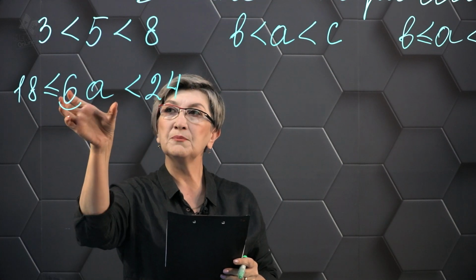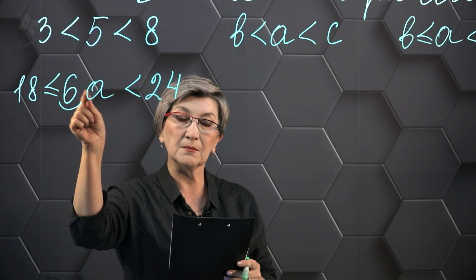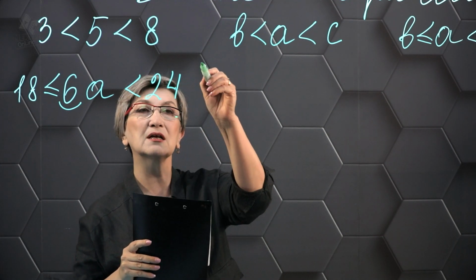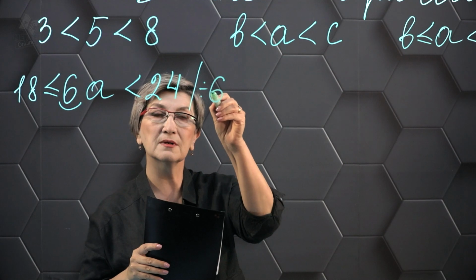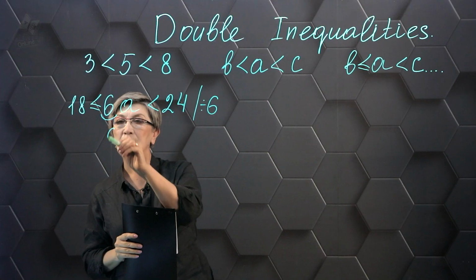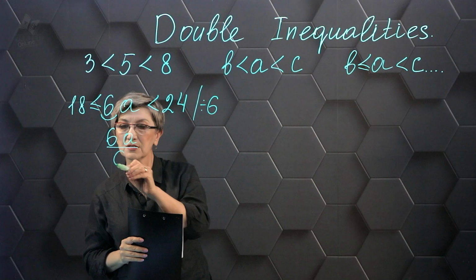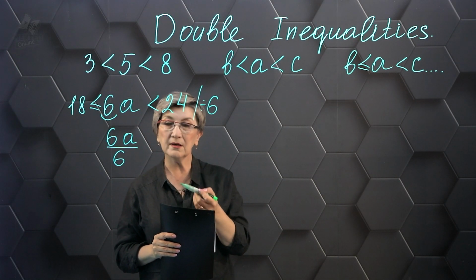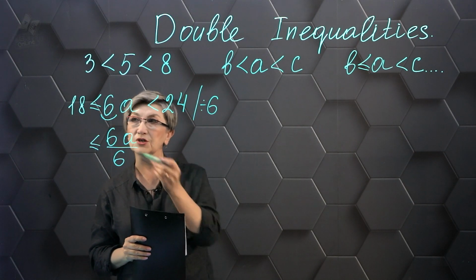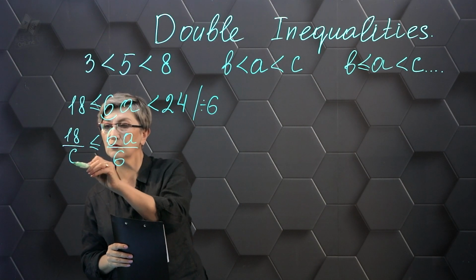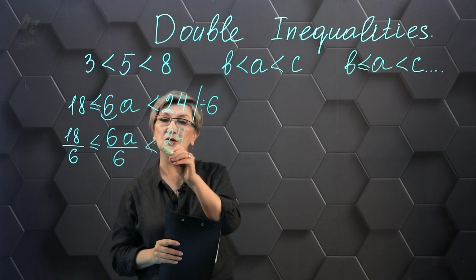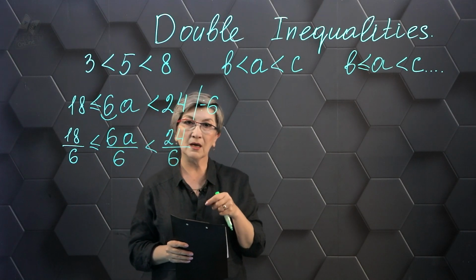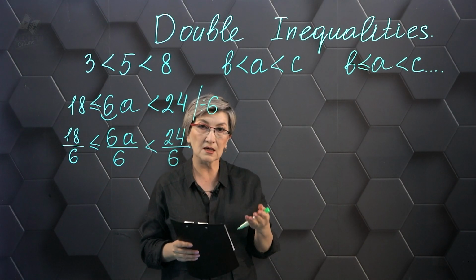If my variable is expressed with a coefficient and there are no other operations, then to solve this inequality, I must divide by 6. As a result, what will we get? 6a will be divided by 6. When I divide the expression written with a letter, I will divide the other sections as well. 18, I will also divide by 6. And I will also divide 24 by 6. Please note, the initial signs I recorded will remain unchanged.